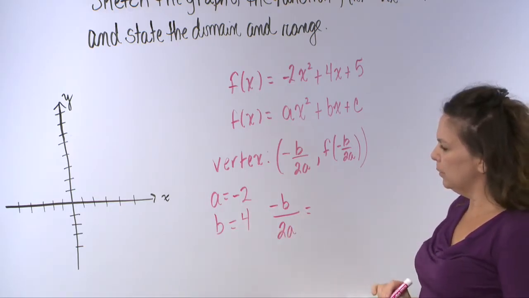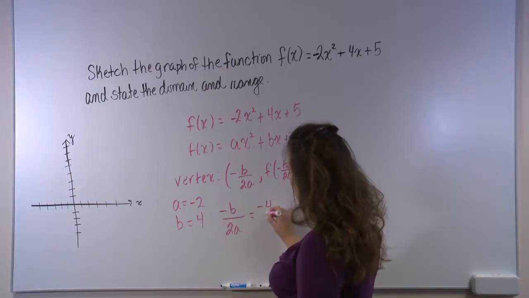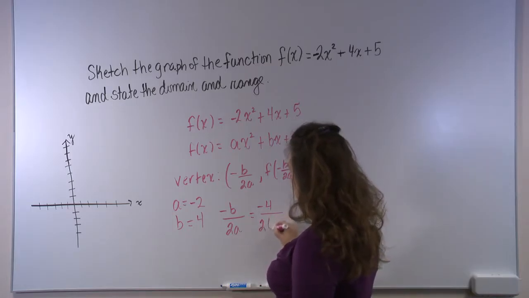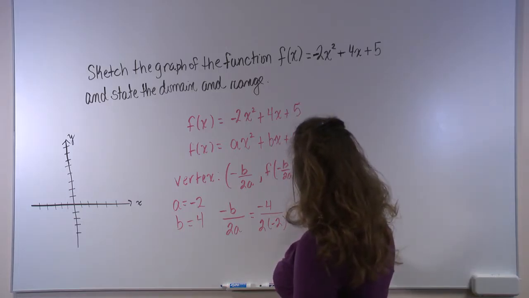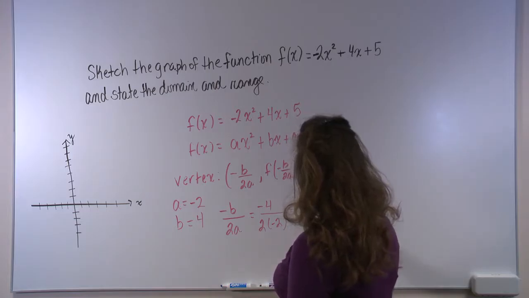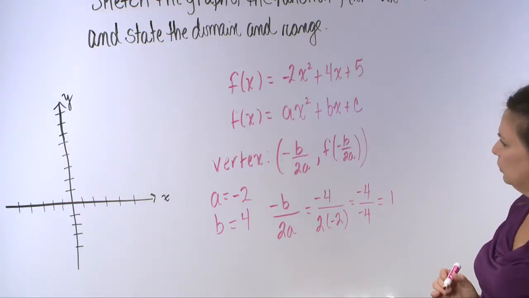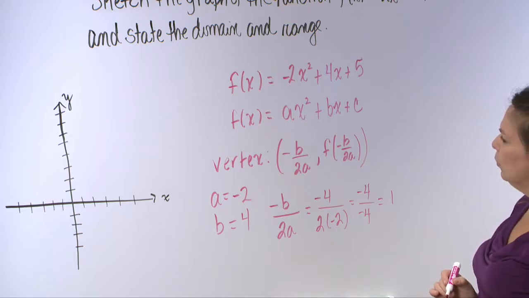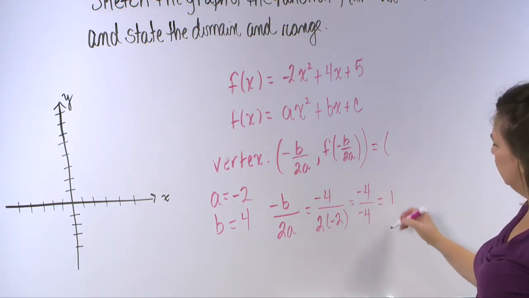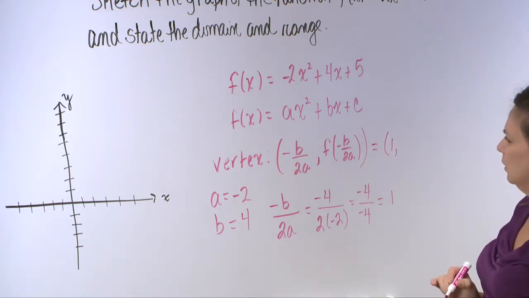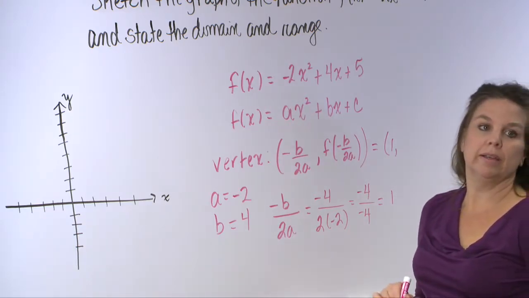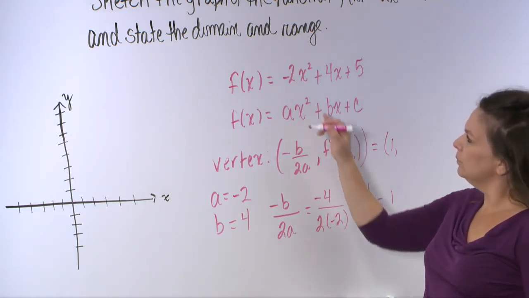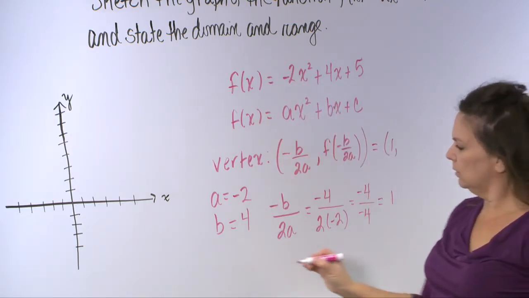So plugging in our values, b is 4, so we have the opposite of 4, over 2 times a, and a is negative 2. So this simplifies to negative 4 over negative 4, which divides out to 1. So for our vertex, the first coordinate is 1. And I want to find the second coordinate. So I'm going to do that by plugging in a value of 1 into our function for x.